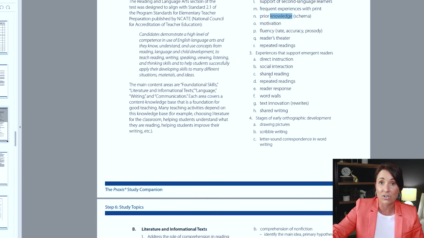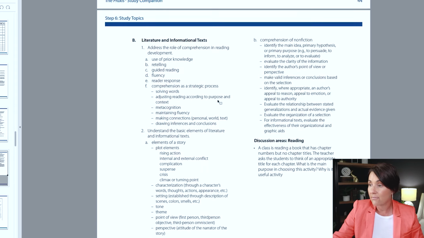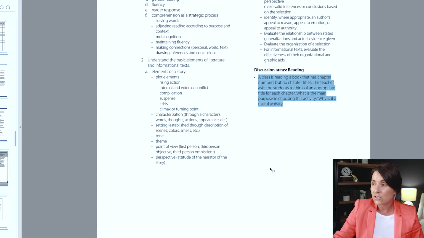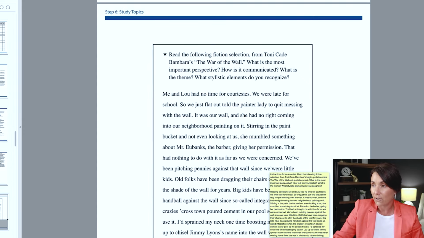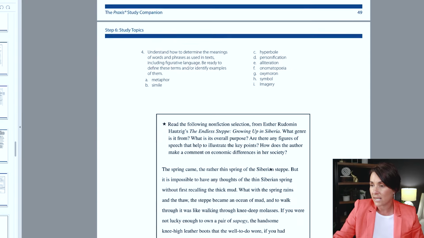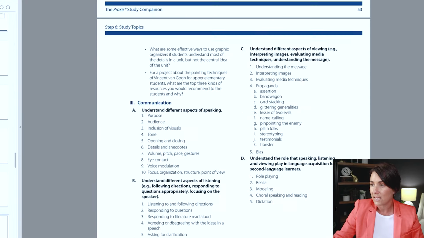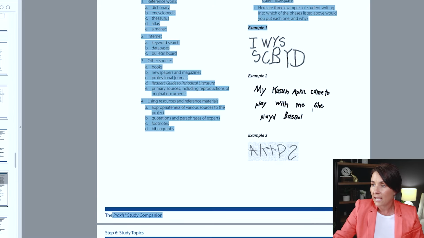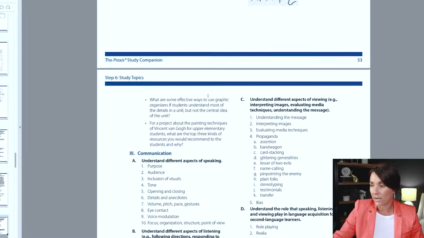This right here is a good words list. This has got everything you need to know for the exam. Then they have discussion topics. Here's a little scenario here. There's just so much good information here. As we go through, there's more examples. I love this. You can see here, they've got examples of student writing. There's just so much going on here.